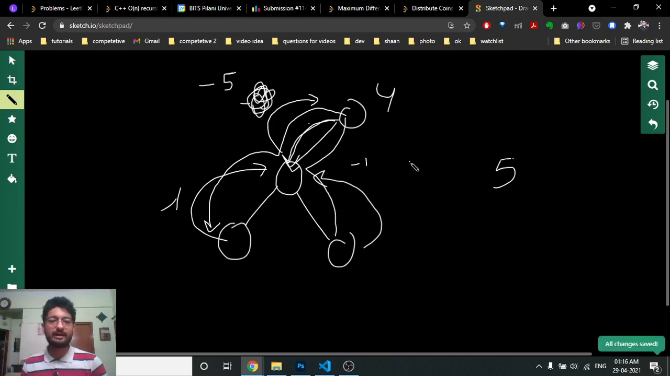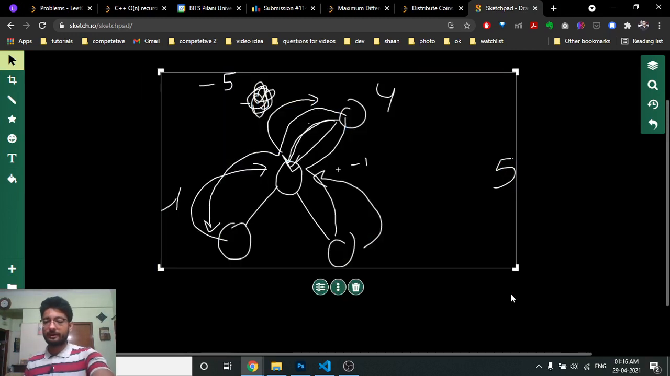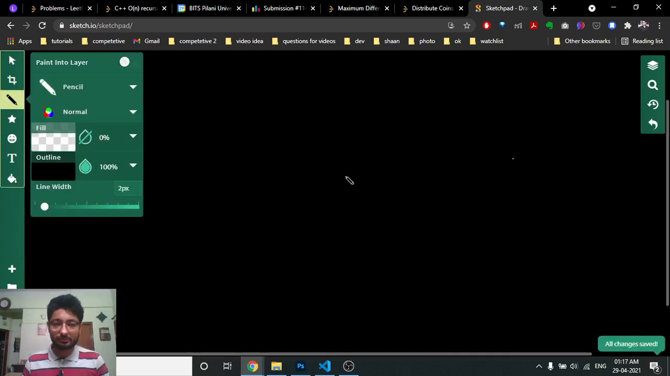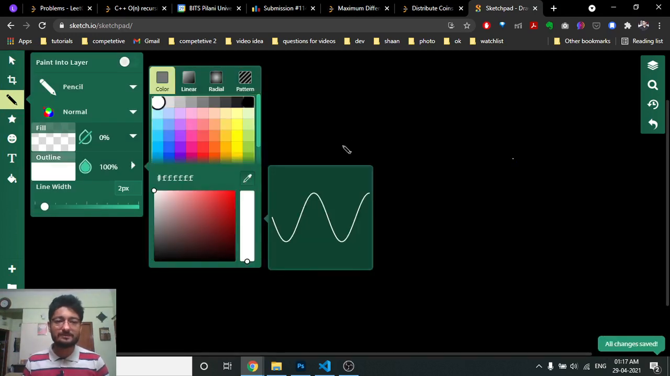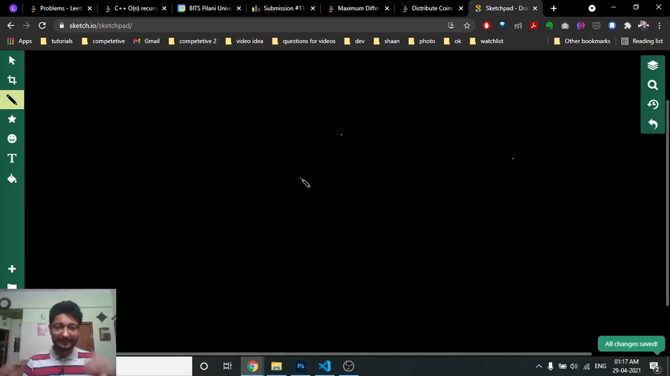I hope you get the point, because, sorry, I've messed up one thing. I will draw it again. It actually returns -1. It tells you how many coins are required till that level.